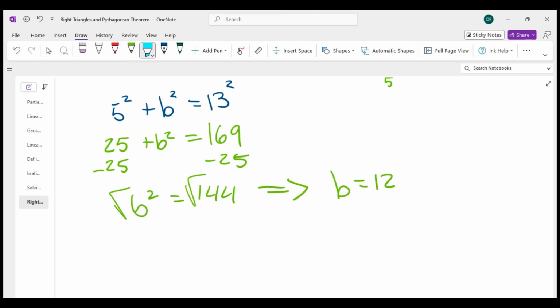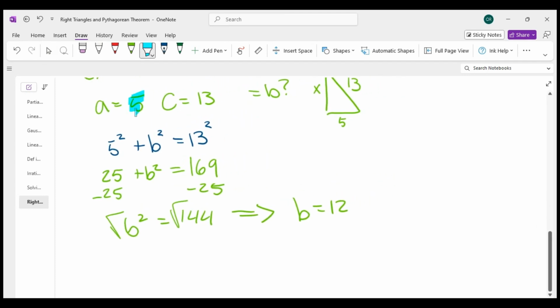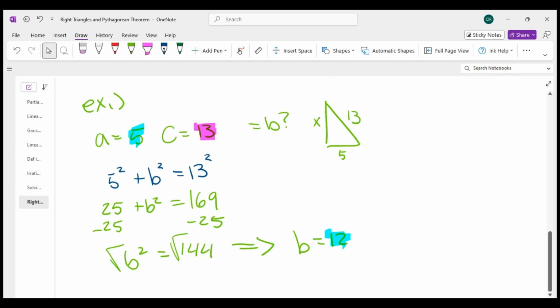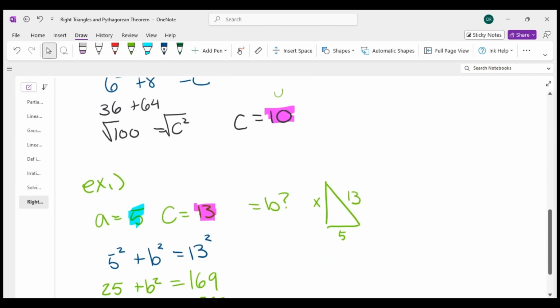Now, I want you to notice that in these two examples, both a and b are lower than c. And this always has to be the case. If we scroll up here, we see that c equals 10, and a and b are both less than 10. If you ever get an answer and you notice that maybe b is bigger than c, or a is bigger than c, this cannot be the case. So then just recheck your work backwards or forwards.